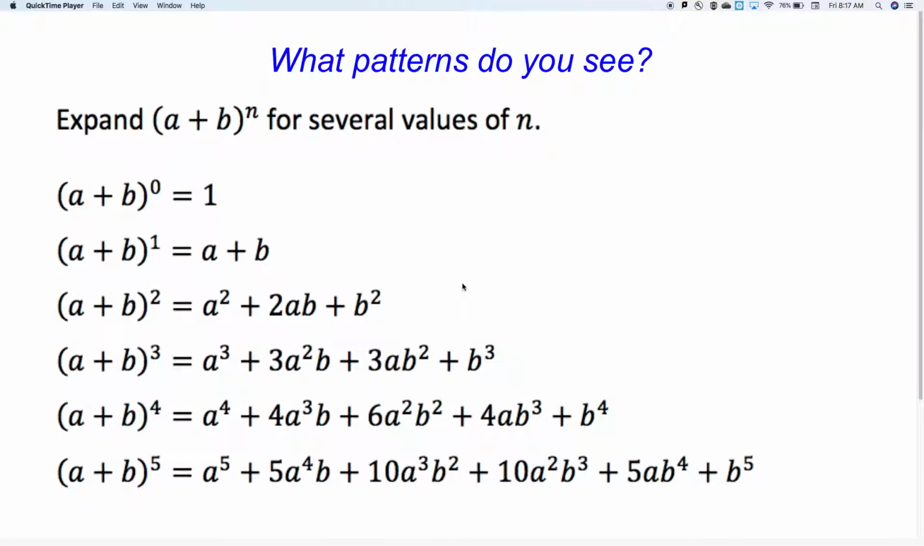So now I want you to talk with your groups about what are some patterns you're seeing when expanding the power of a binomial. What sorts of things are happening from row to row?